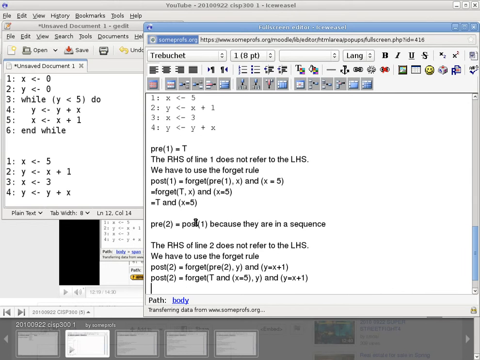Okay, are we okay so far? Okay. Then we can apply the actual forget operation. Does t mention anything about y? Does true mention anything about y? No. Does x equals 5 mention anything about y? No. So is there anything to actually forget? Nope. So we keep the entire thing, so it becomes true and x equals 5. But on top of that, we also know y equals x plus 1. Yep.